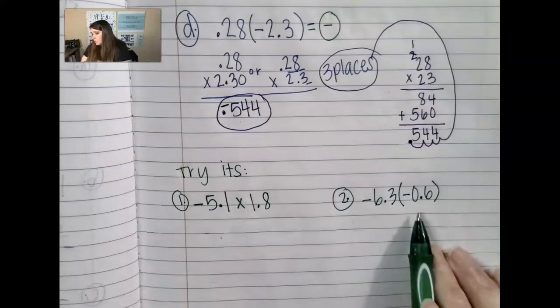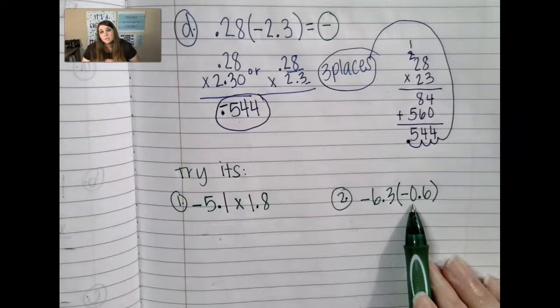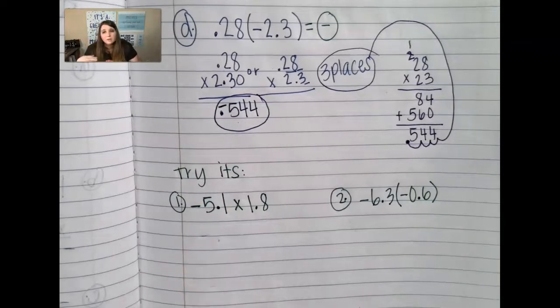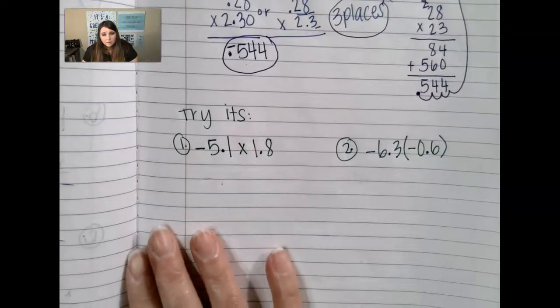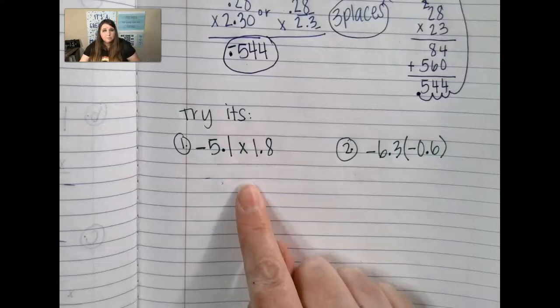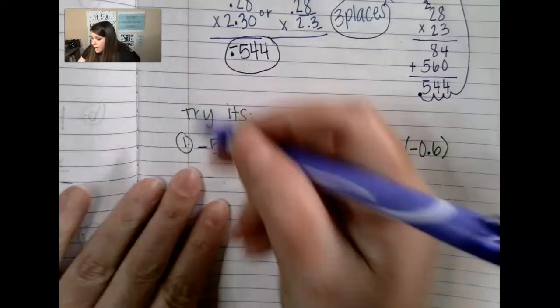negative 0.6. And now you can ignore that 0 right there, because it's just a placeholder. So you can ignore that if you want. All right, go ahead and hit pause right now so you don't hear me solving. And then when you are ready, come on back. So the first thing that I'm going to do is I'm going to solve this one as fractions for those of you who have been solving them as fractions.